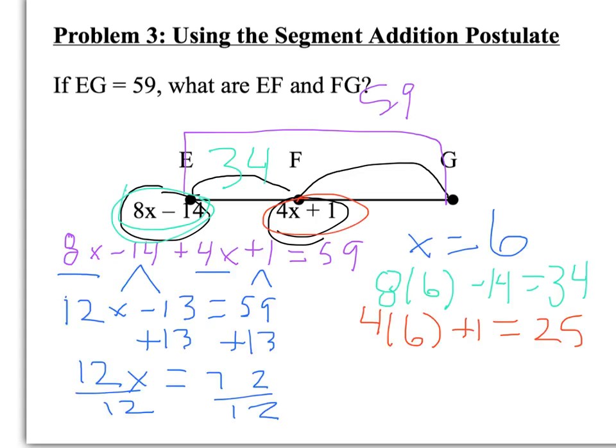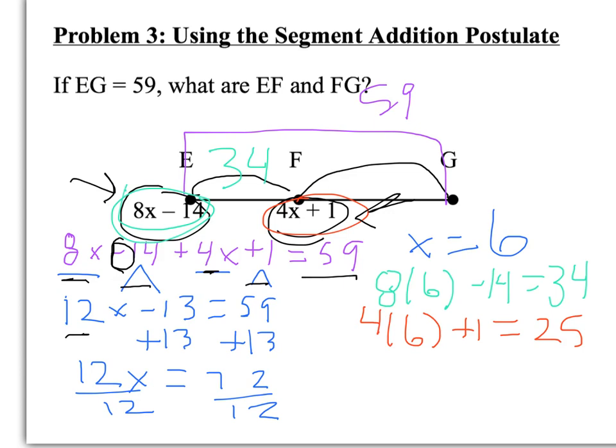So hopefully you pushed pause, and I have shown you all my work here. So what I first did is I took both of these two different equations, added them together and put them equal to 59, because that was my total, EG. I combined like terms. 8x plus 4x gave me 12x. This subtraction has to stay with that 14, so that's kind of like a negative number. So when I combined my negative 14 and positive 1, I got negative 13.